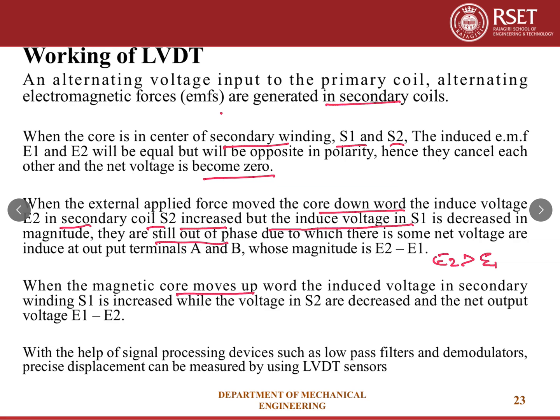When the magnetic core moves upward instead, the induced voltage in the secondary winding S1 is increased while the voltage in S2 is decreased, and then there is a net output voltage E1 minus E2. With the help of signal processing devices such as low pass filters and demodulators, the precise displacement can be measured by using LVDT sensors, by knowing the signal out from the LVDT.